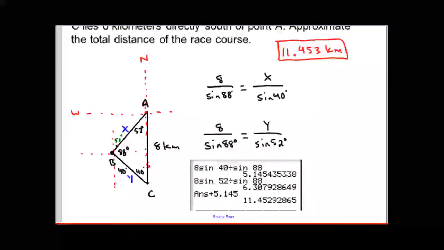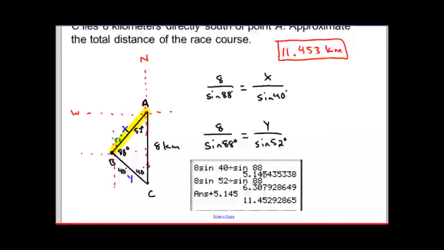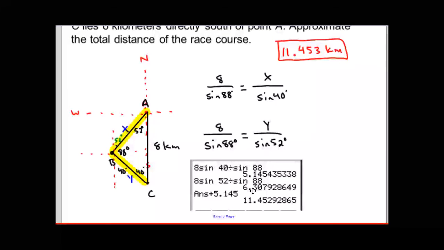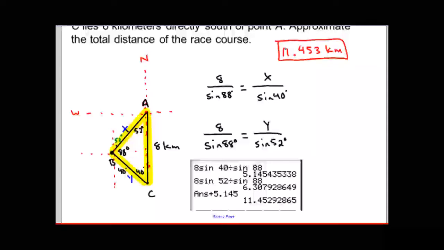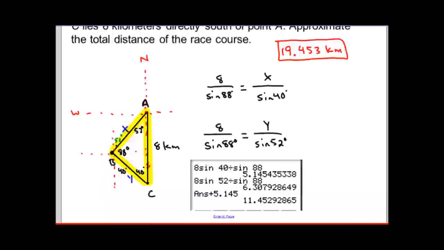The boat started here and it went to there, and we figured it out. That was 5.145 kilometers. Then it went to here, which was 6.378 kilometers. We rounded off. So I added those together. That's not the entire race. Then it went back this way 8 kilometers. So I have to add 8 to this answer. This should be 19.453 kilometers.